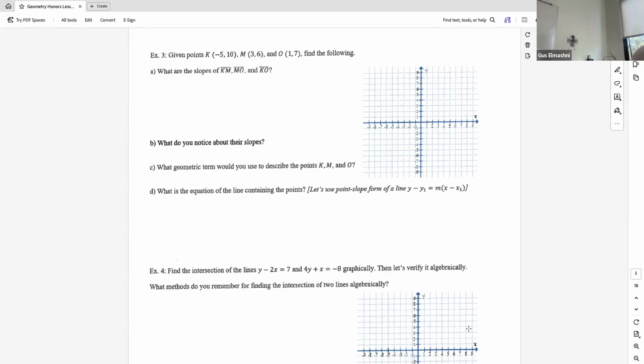What do you guys notice about these lines? All the slopes are the same. So what does that mean about the three points? Collinear, good. That's how you prove it. And then I'll show you the equation in a moment.